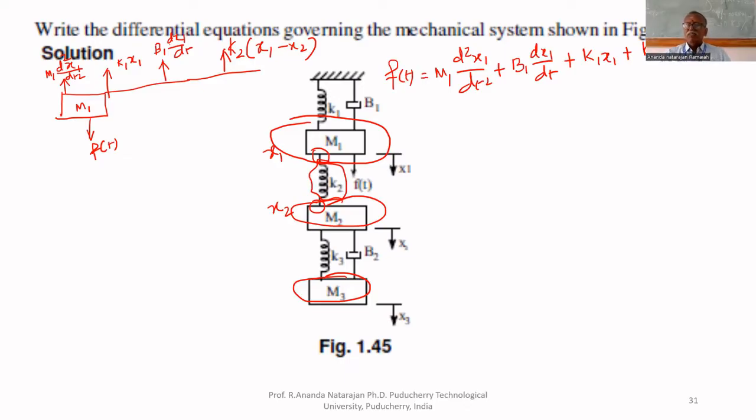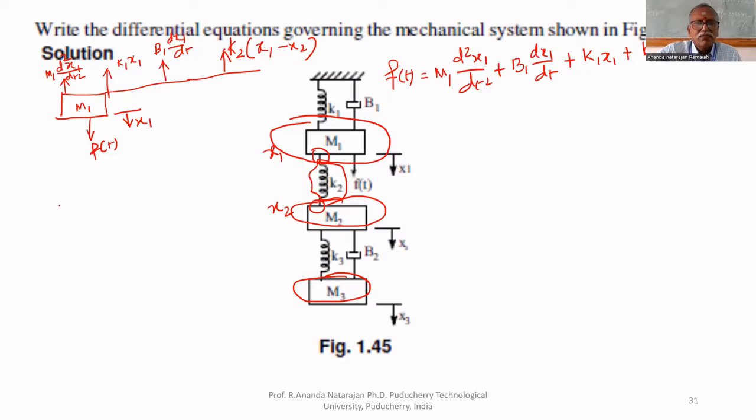Why did we write F of t on one side and all the reaction forces on the other side? They are in opposite directions. F of t is downward, and all the other reaction forces are definitely upward. The displacement of this mass is x1.